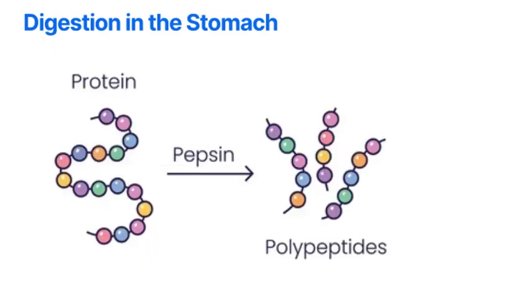Here is a step-by-step breakdown. Step 1. Protein chains are present in food. Step 2. Pepsin acts on these protein chains. Step 3. Shorter peptide chains are produced.